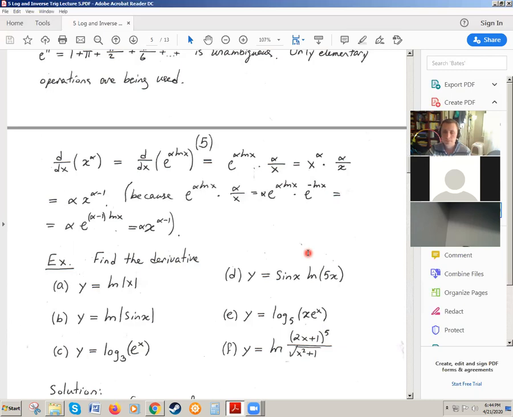Professor, for the first one, there has to be two answers, yes? Well, we'll see, right? Tell me, we'll just solve it, and then we'll work through it. Well, that's the question. Does the derivative depend on absolute value? Absolute value changes when x is positive or negative, right? So we're trying to figure that out.